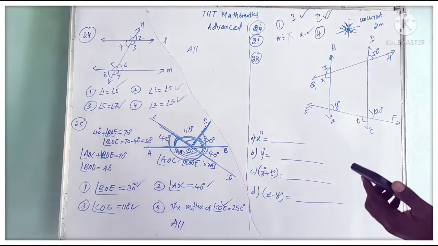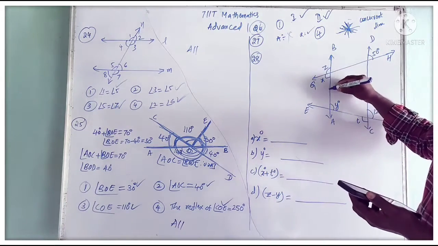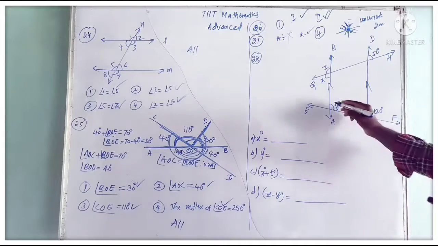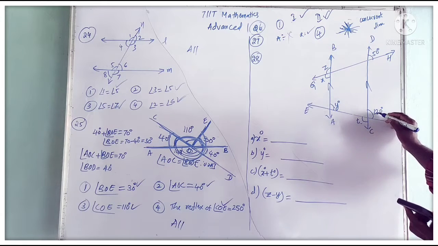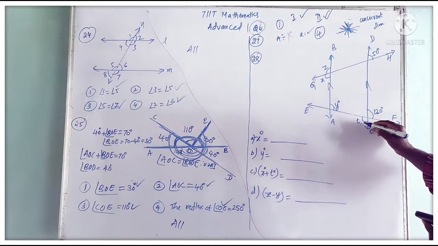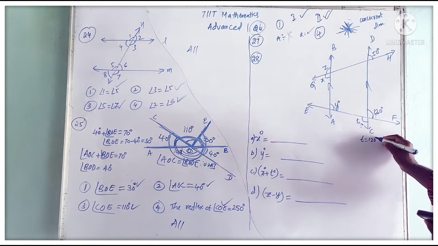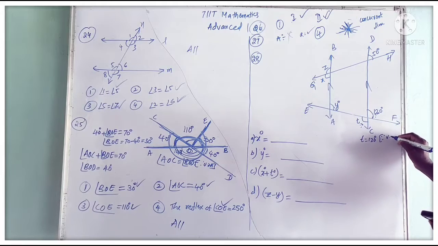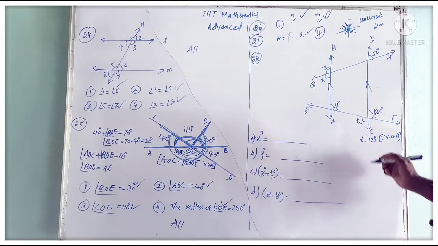And question number 28. In the given figure, AB is parallel to CD. If these two lines are parallel, then here y plus this t is equal to 120 degrees. From the figure, t equals 120 degrees because of vertically opposite angles. So we got t.